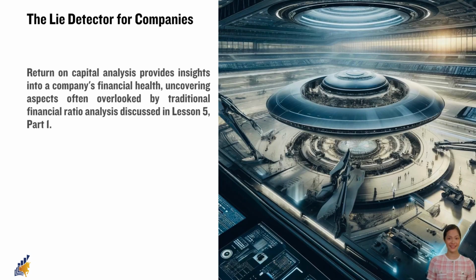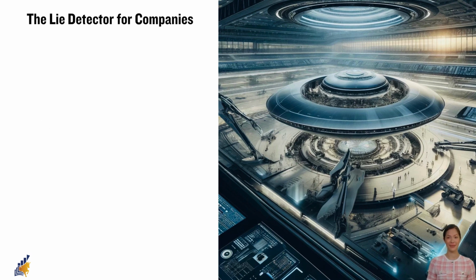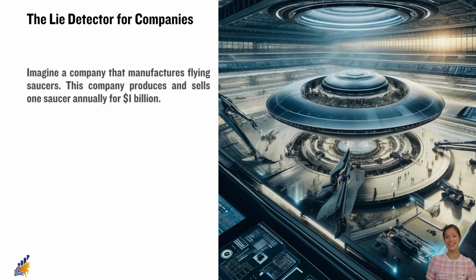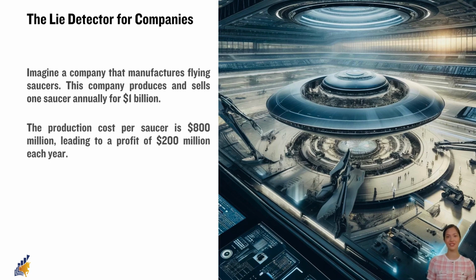Return on capital analysis provides insights into a company's financial health, uncovering aspects often overlooked by traditional financial ratio analysis discussed in Lesson 5, Part 1. Consider this example for clarity. Imagine a company that manufactures flying saucers. This company produces and sells one saucer annually for $1 billion. The production cost per saucer is $800 million, leading to a profit of $200 million each year. This profit is determined by subtracting the production costs from the revenue.